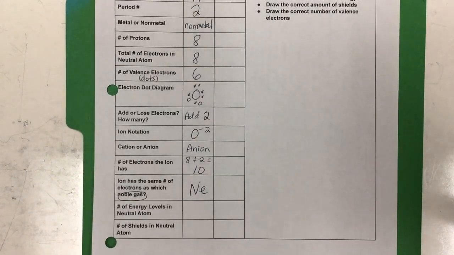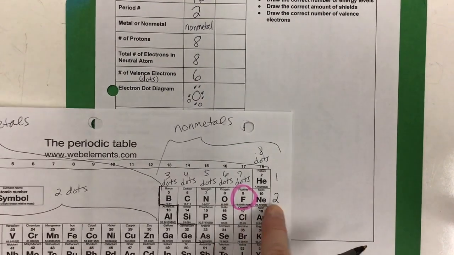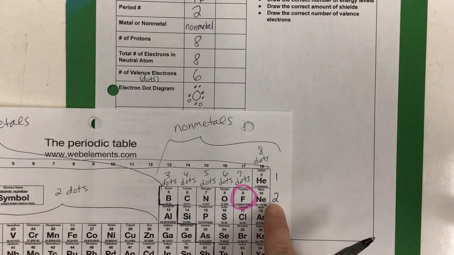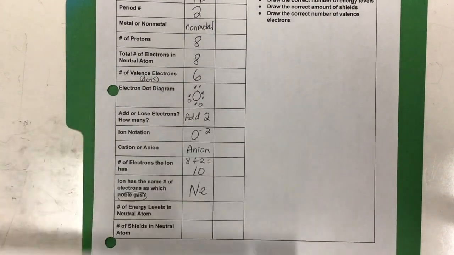Now, number of energy levels in the neutral atom. To find the number of energy levels, all you need to do is find the period number. So oxygen here, if you go to the side, has 2 for the period number, so it should have 2 energy levels.